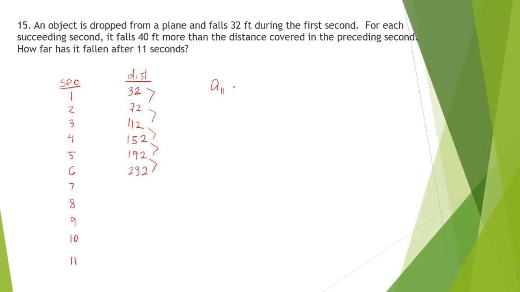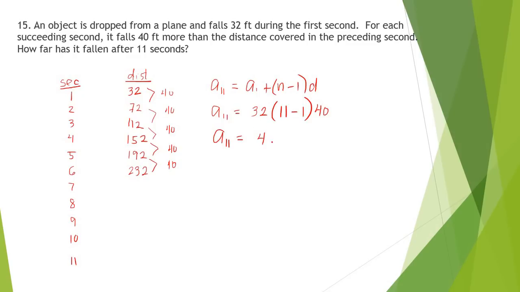However, we will use the formula for us to solve faster. Our 11th term is simply equal to A1 plus n minus 1 times D. And by the way, the common difference is 40. Our A11 is equal to A1, which is 32, plus 11 minus 1 times the common difference of 40. Our 11th term is equal to 432.